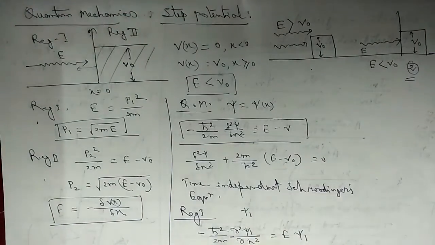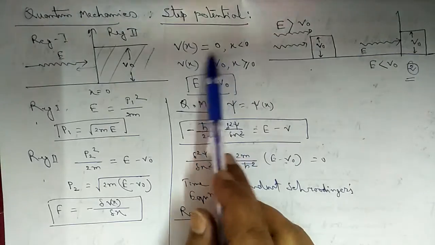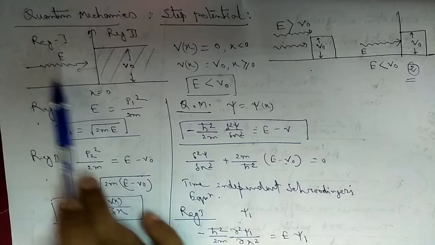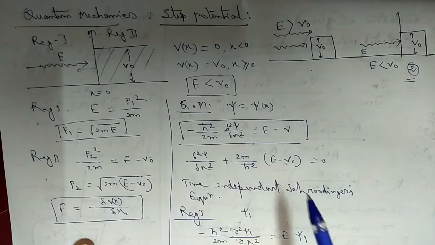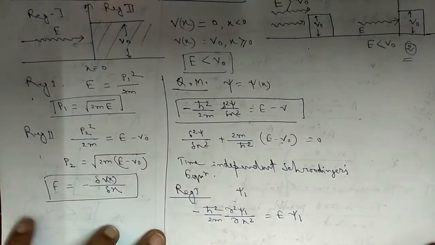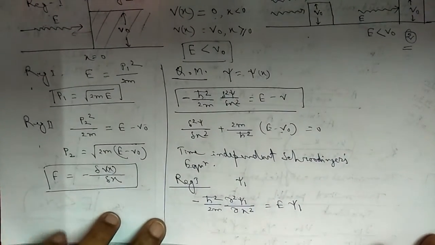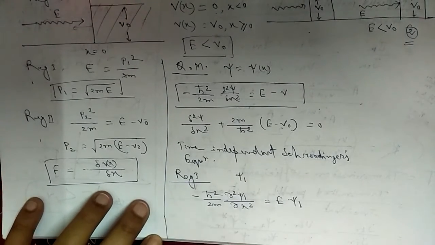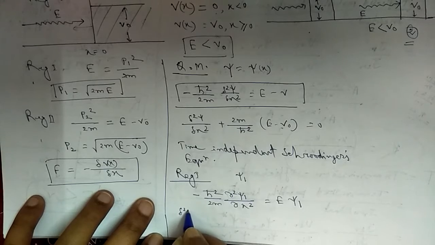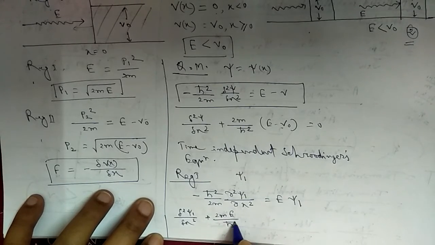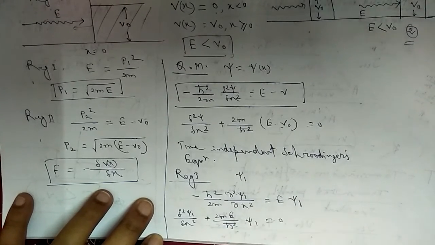Why only E? Because as the problem is given, V equals 0 when x is less than or equal to 0, that is, for region 1 no potential V exists. Only E exists. E is the kinetic energy as given by the problem. So now let us proceed. Before writing the solution we have to do one more step: del 2 psi 1 divided by del x2 plus 2m E by h cross square into psi 1 equals 0.